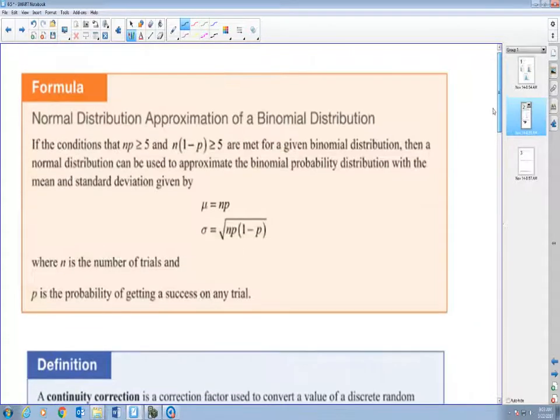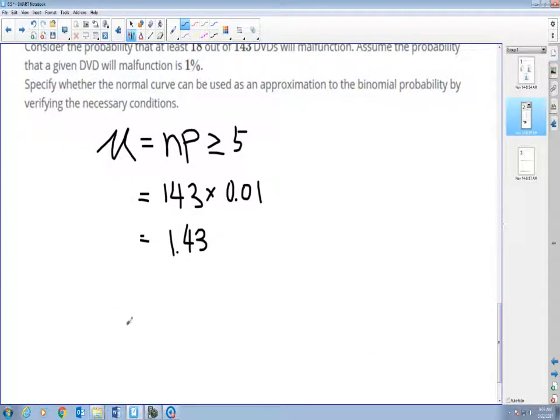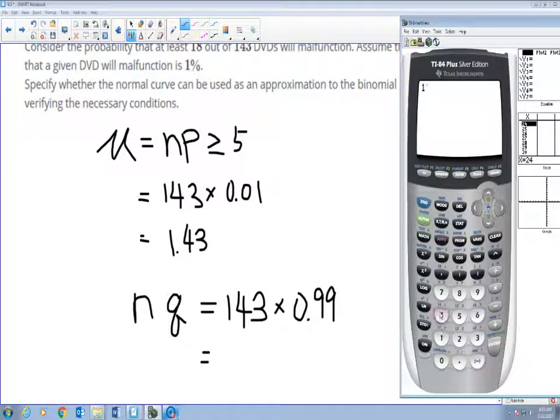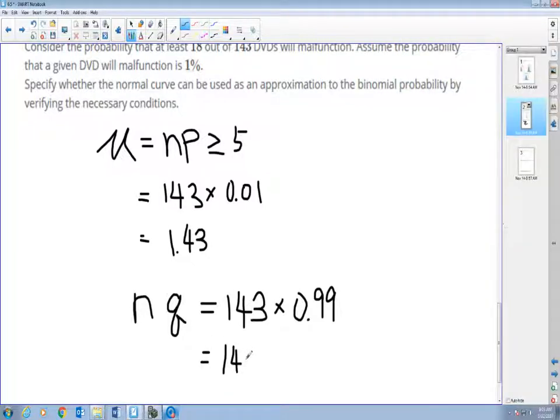Let's look at the other condition. n times q has to be bigger than or equal to 5. n times q, q is the probability of failure. So that will be 143 times, well, the probability of success is 0.01, so the probability of failure has got to be 0.99. So 143 times 0.99 is 141 something. So that is greater than or equal to 5.